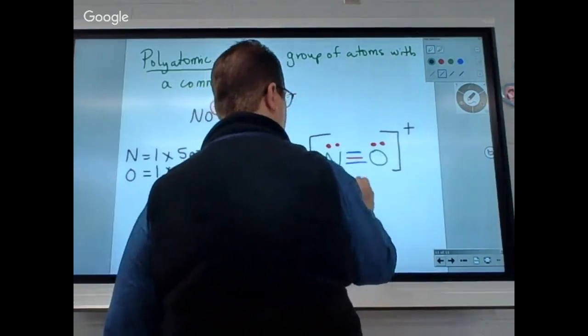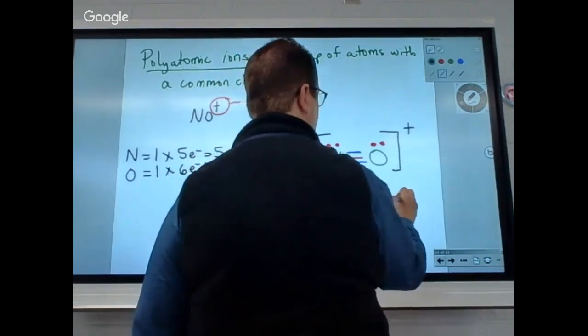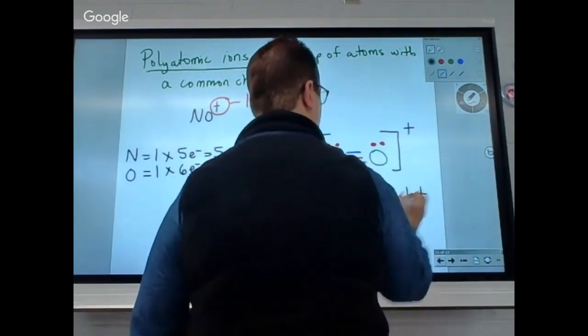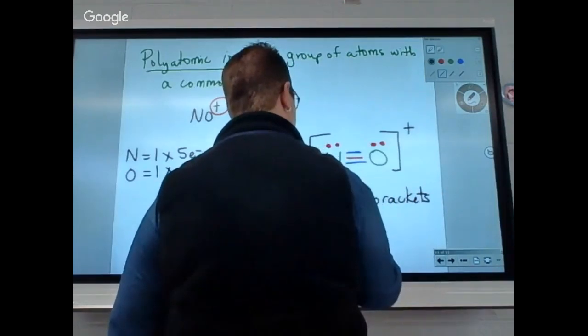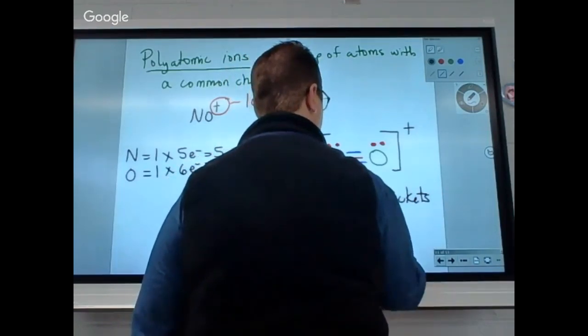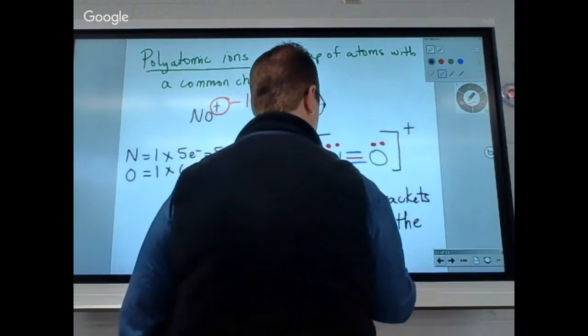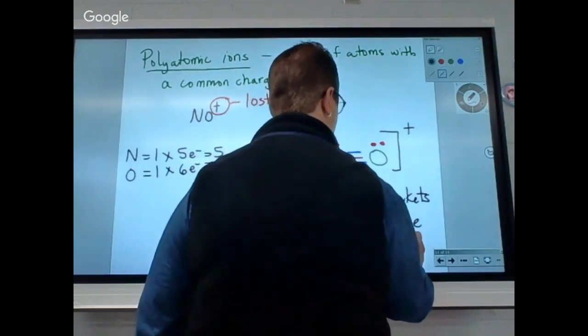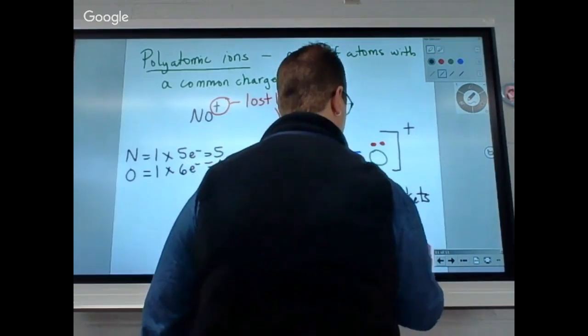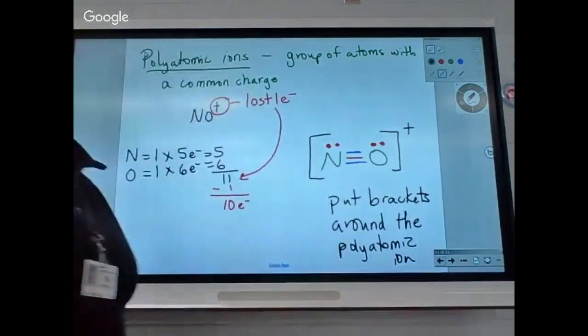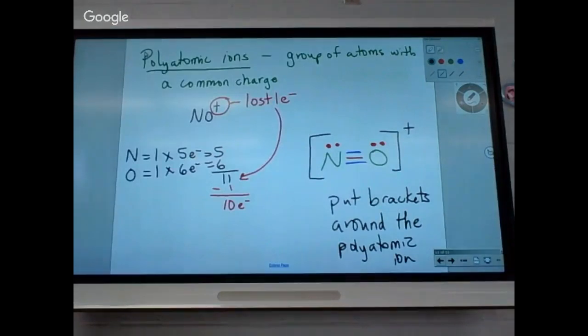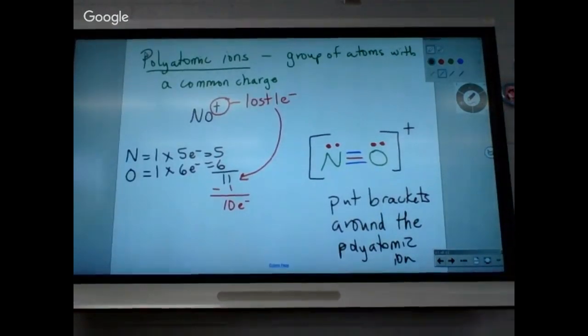You put brackets around the polyatomic ion. That's polyatomic. If we don't, the charge is -1 or -2, depending on my mood. I need it for sure. It's usually -2. It's a minus.